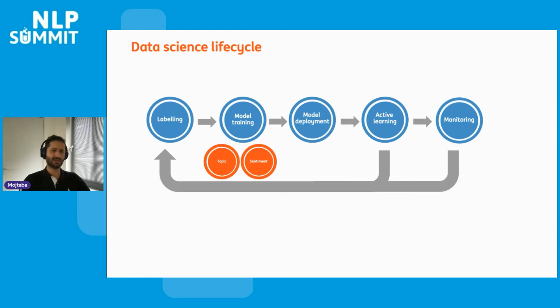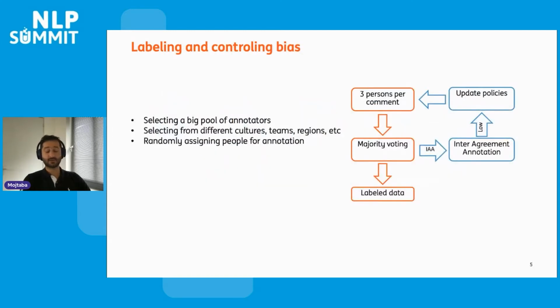I will start with the labeling part. It sounds easy, but it can be one of the reasons you introduce bias in your models, because it depends on the pool of annotators you're using. So in this regard, we tried to have a very wide range of annotators coming from different cultures, different regions within the organization, and with different backgrounds as well, to minimize bias in our models.